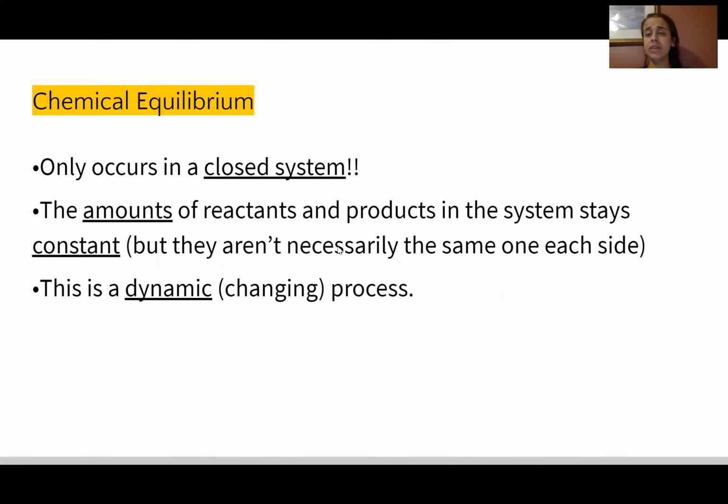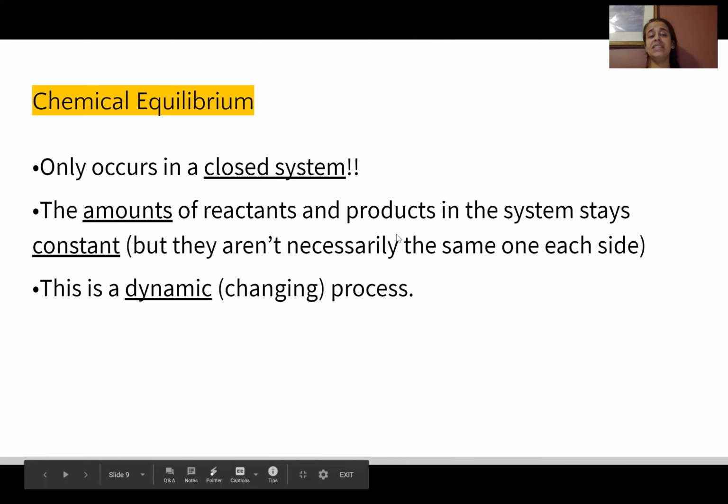So chemical equilibrium only occurs in closed systems, meaning that no materials are leaking out into the environment. So we're not losing any of our molecules. This would be in a closed balloon, or something with a lid on top of it, where we're not losing any of our product, because then that would just make it keep going in the forward direction. The amounts of products and reactants are always going to stay constant once we reach this equilibrium.